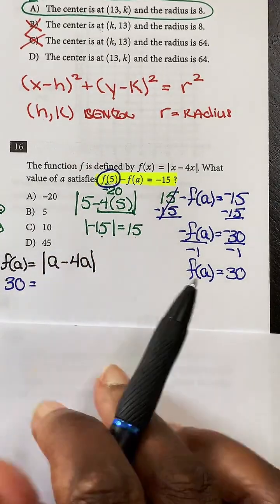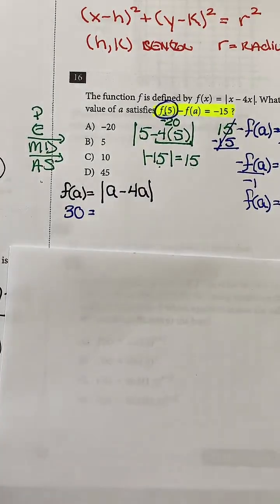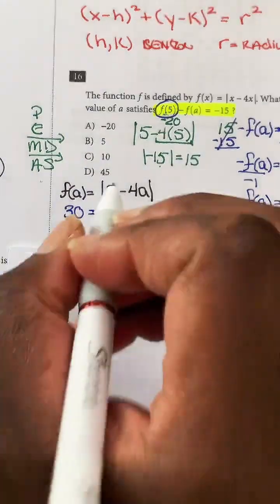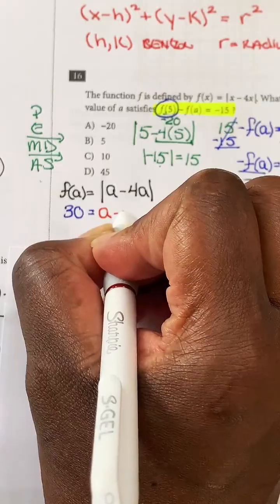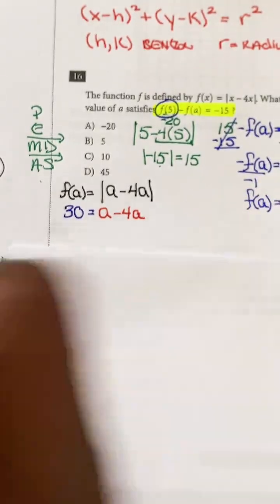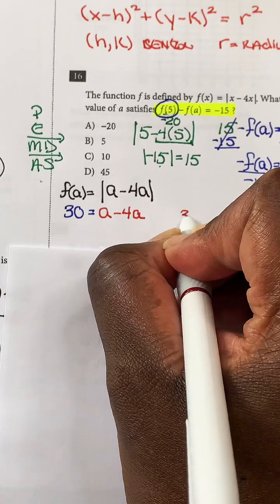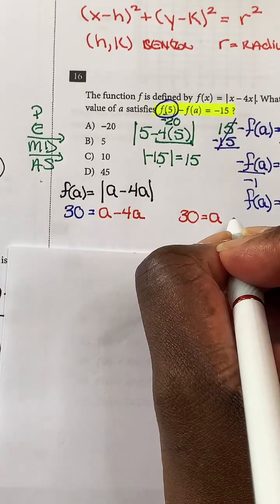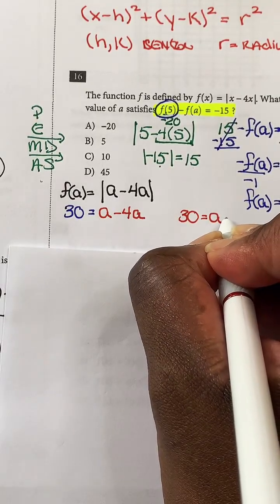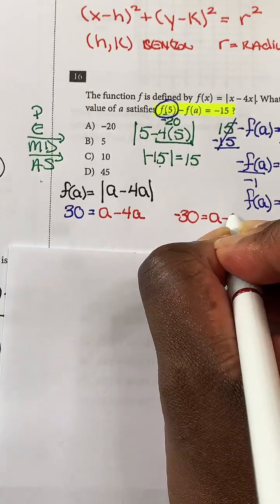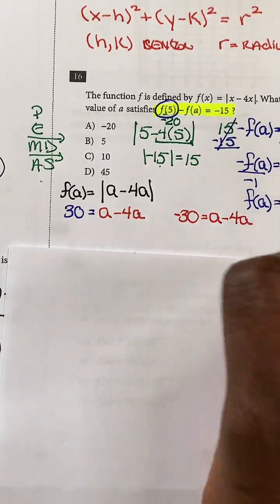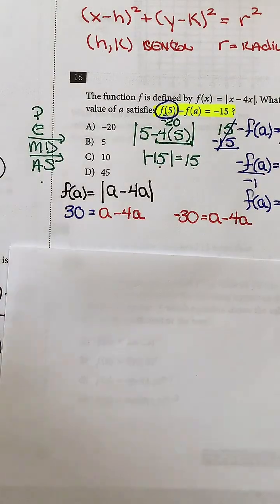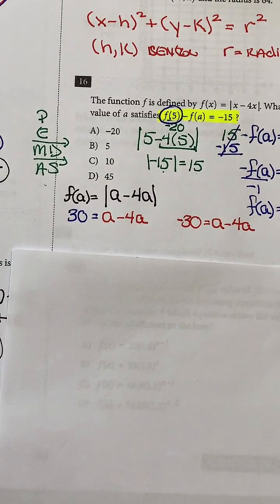And when you're solving an absolute value, we need to write it representing the positive and the negative. So a minus 4a is going to represent one equation, and the 30 equals a negative 30. A minus 4a minus 30. So this is when it comes down to solving with absolute values.